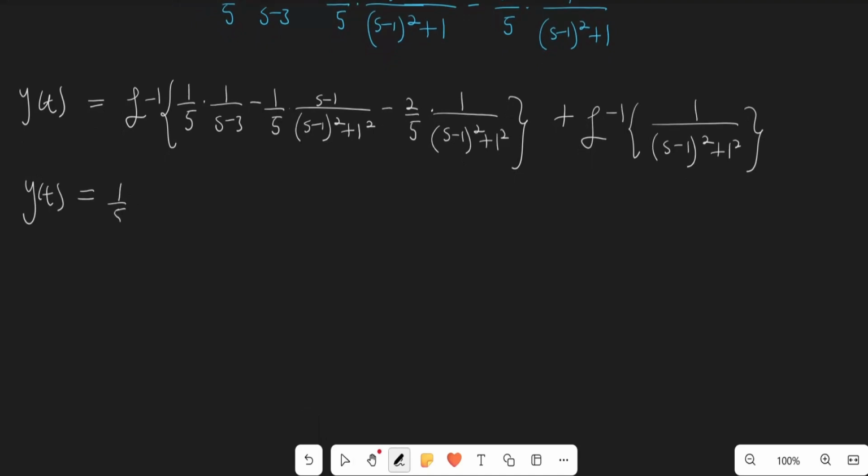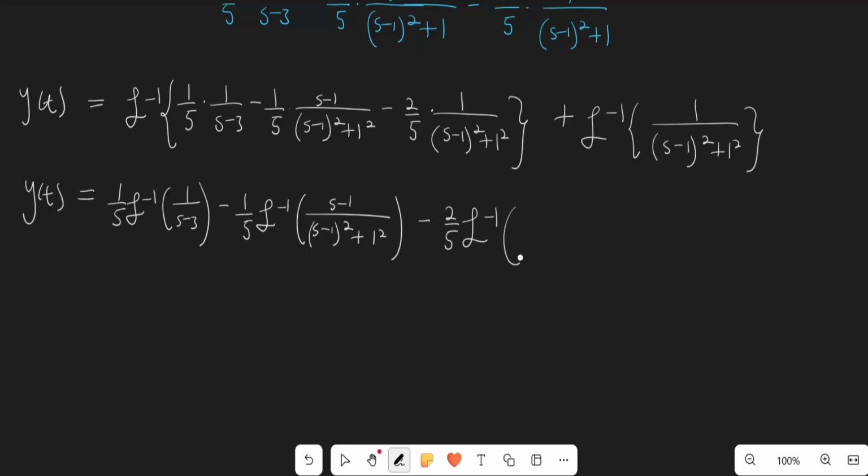This one is going to be 1 over 5 the Laplace inverse of 1 over s minus 3, minus 1 over 5 the Laplace inverse of (s minus 1) divided by (s minus 1) all squared plus 1 squared, minus 2 over 5 the Laplace inverse of 1 all over (s minus 1) all squared plus 1 squared, right? And now plus the Laplace inverse of 1 all over (s minus 1) all squared plus 1 squared, like this.